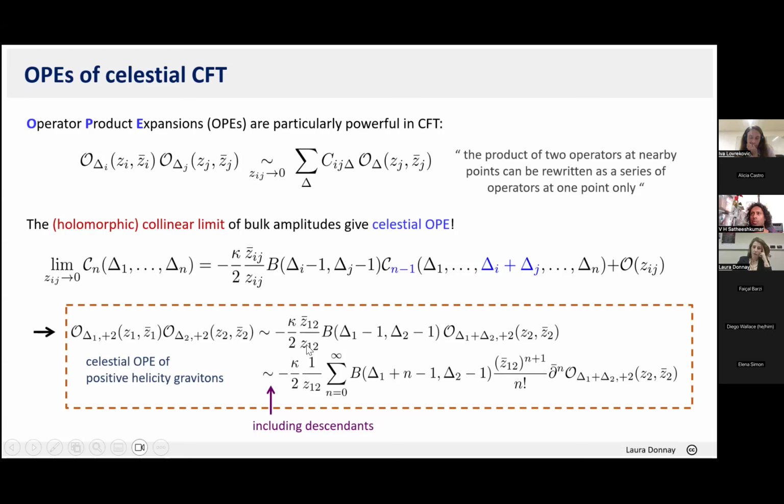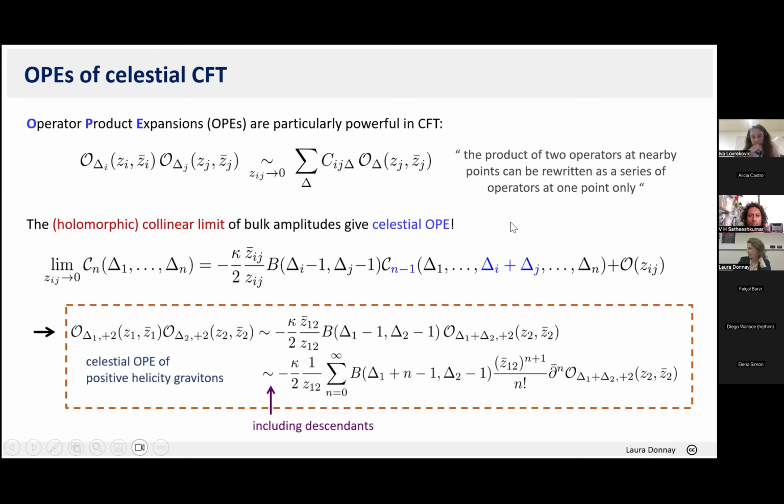And we have taken a holomorphic limit where z12 goes to 0, and we have this typical pole as in the usual OPE. And then, of course, there are some more regular terms that I am not writing in this expansion.